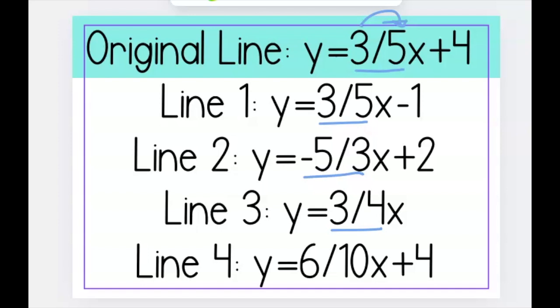All right, and line 4. This one, they're really trying to trick us because it says 6/10, so we're thinking it's intersecting, but 6/10 is really the same as 3/5. Because if we were to simplify 6/10, we would get 3/5. And it has the exact same y-intercept. So those are the exact same line. So they would overlap each other on a graph.